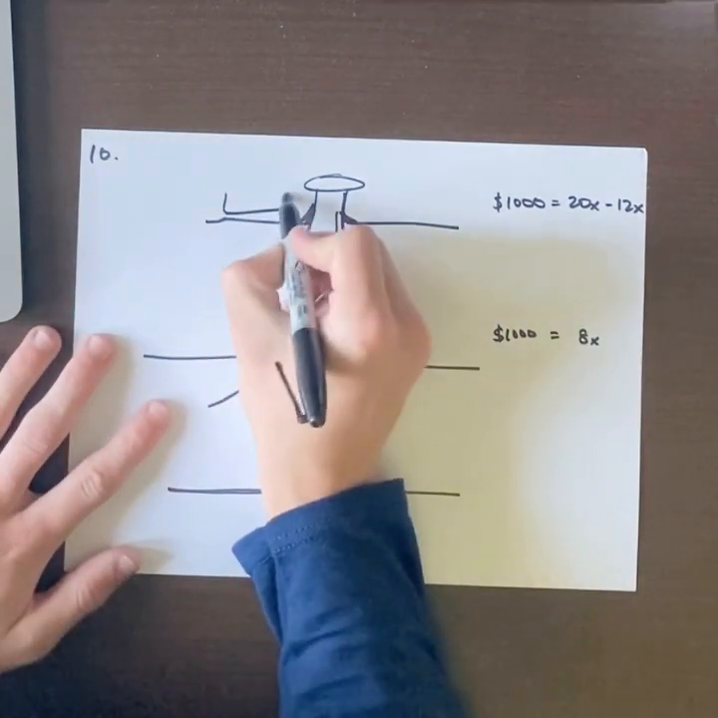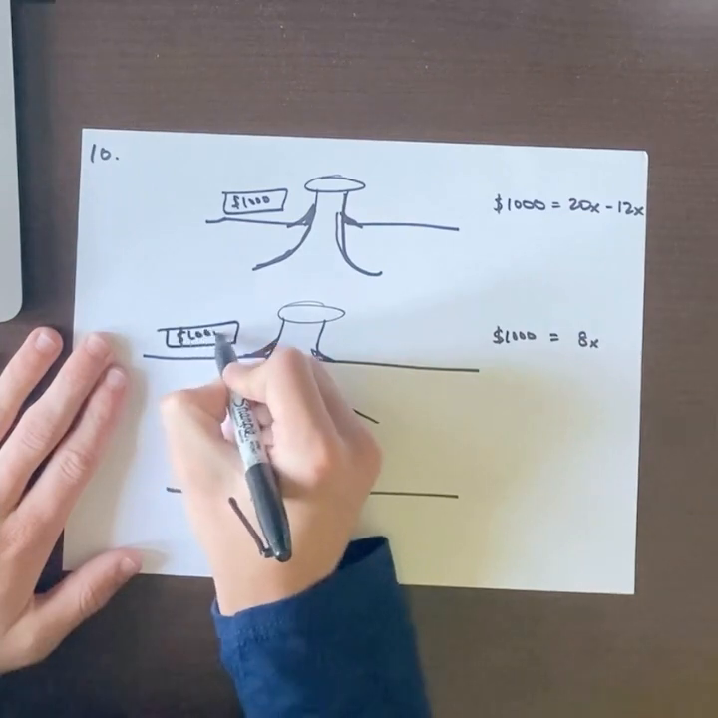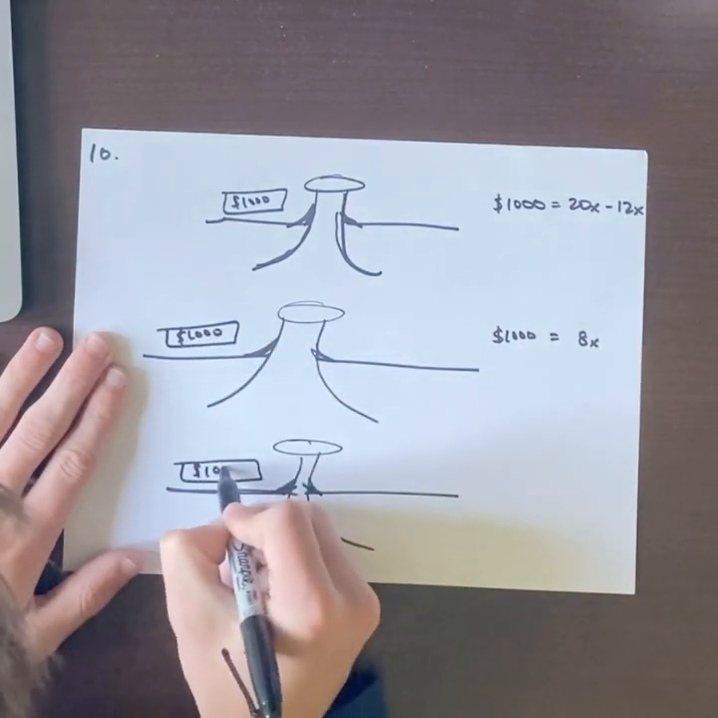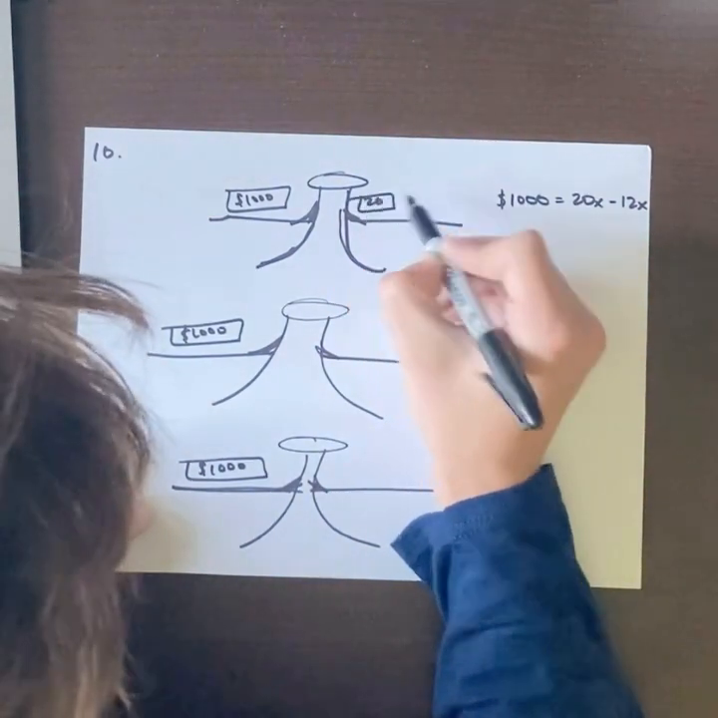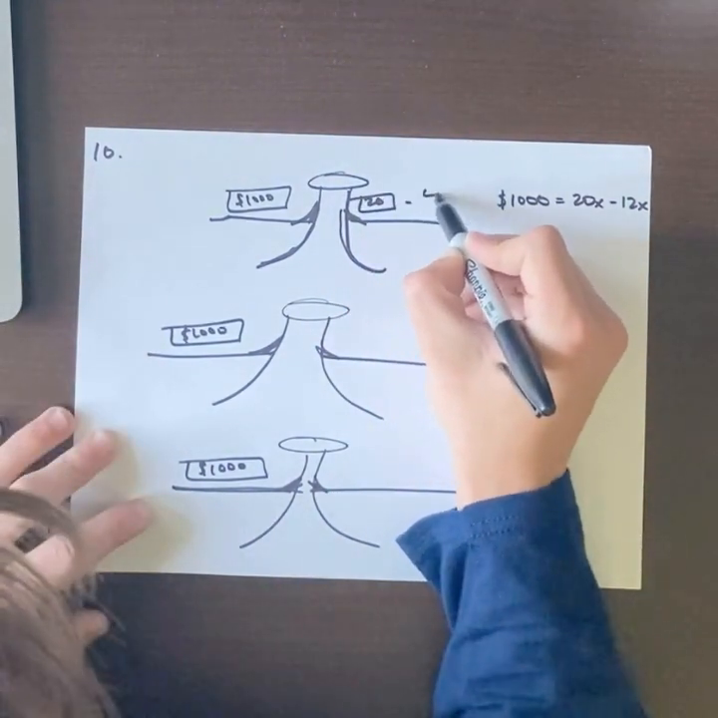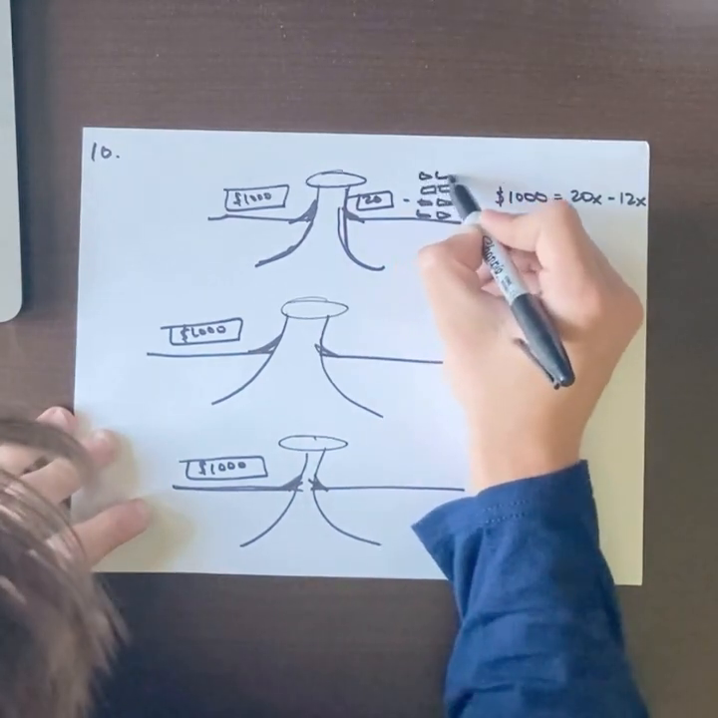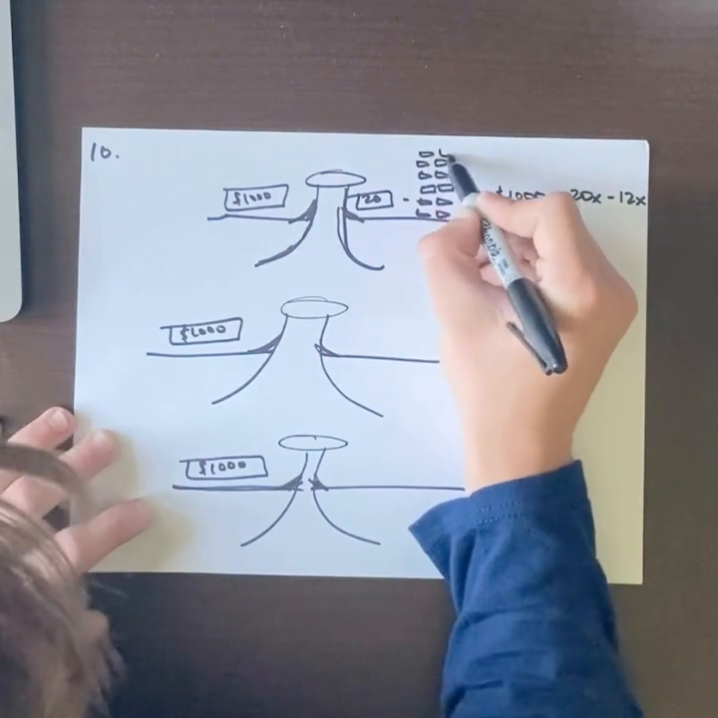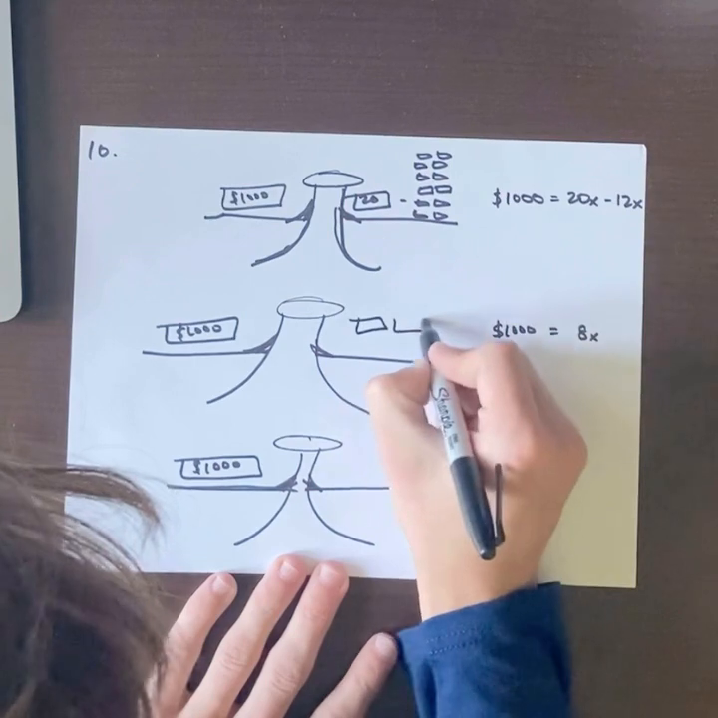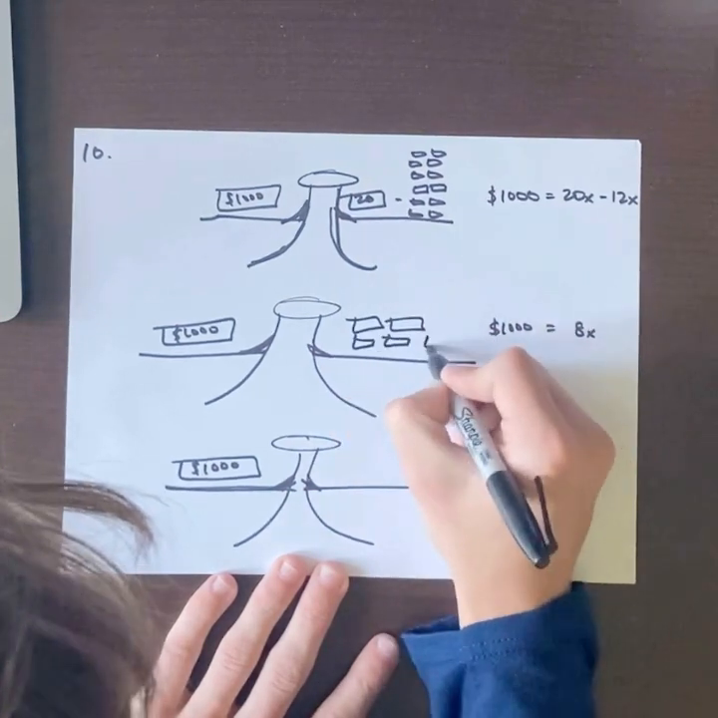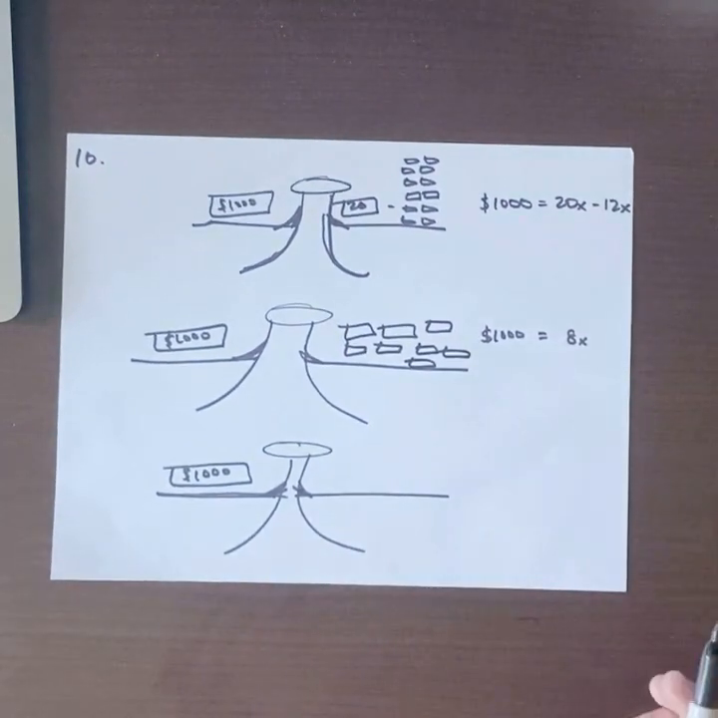So here's always going to be $1,000 because that's my goal. Here is $20, and I'm losing 12 $1 bills. 1, 2, 3, 4, 5, 6, 12. So I'm making $8. 1, 2, 3, 4, 5, 6, 7. Making $8 every t-shirt I sell.